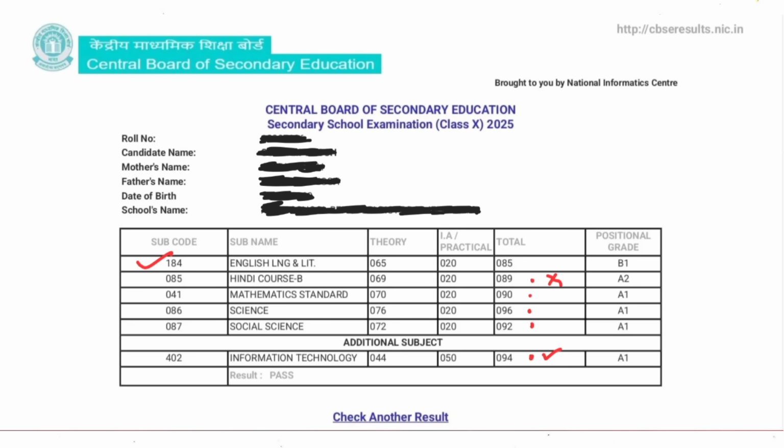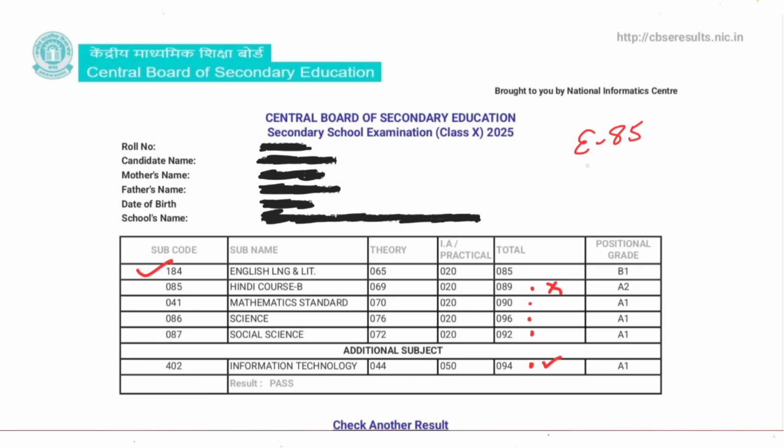So now for percentage calculation, he is going to take English, which is 85. Then Mathematics, which is 90. Then Science, which is 96. Social Science, which is 92. And IT, which is 94. Now he is going to add all this. These are the 5 best subjects. So their sum comes out to be 457 and total marks will be 500. So when they have taken the best 5 subjects, they are going to get 457 out of 500.